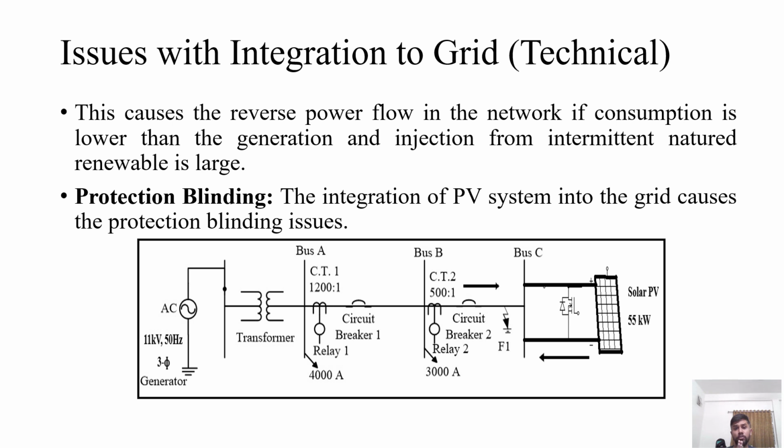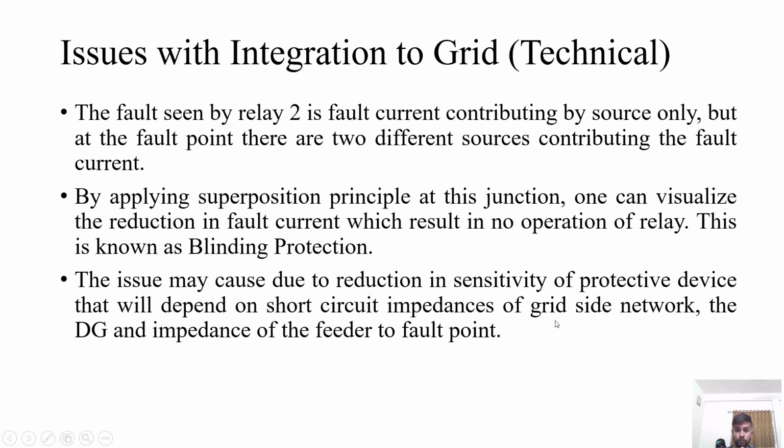One of the major issues reported is protection blinding. The integration of a PV system into the grid causes protection blinding because the relay shows only power flowing from source to load, whereas the fault is fed by the conventional energy resource as well as the solar power plant connected at the load terminal. So the fault seen by the relay is the fault current contributed by the source only, but at the fault point there are two different sources contributing fault current. By applying the superposition theorem at this junction, one can visualize the reduction in the fault current, which results in no operation of the relay.